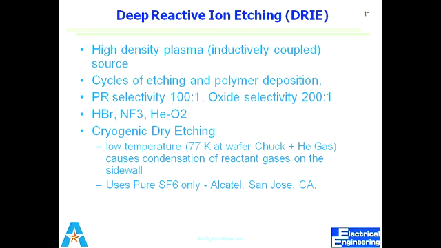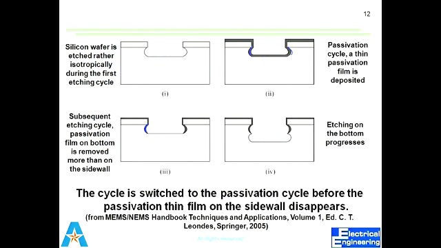Cycles of etching and polymer deposition. So as I told you there, maybe the next slide will explain it better. Yeah, this slide. I said that there will be cycles of polymer deposition and etching. That deposition is the passivation layer. That polymer deposition acts as a passivation layer. So you can see that in the first step there is an isotropic etching.